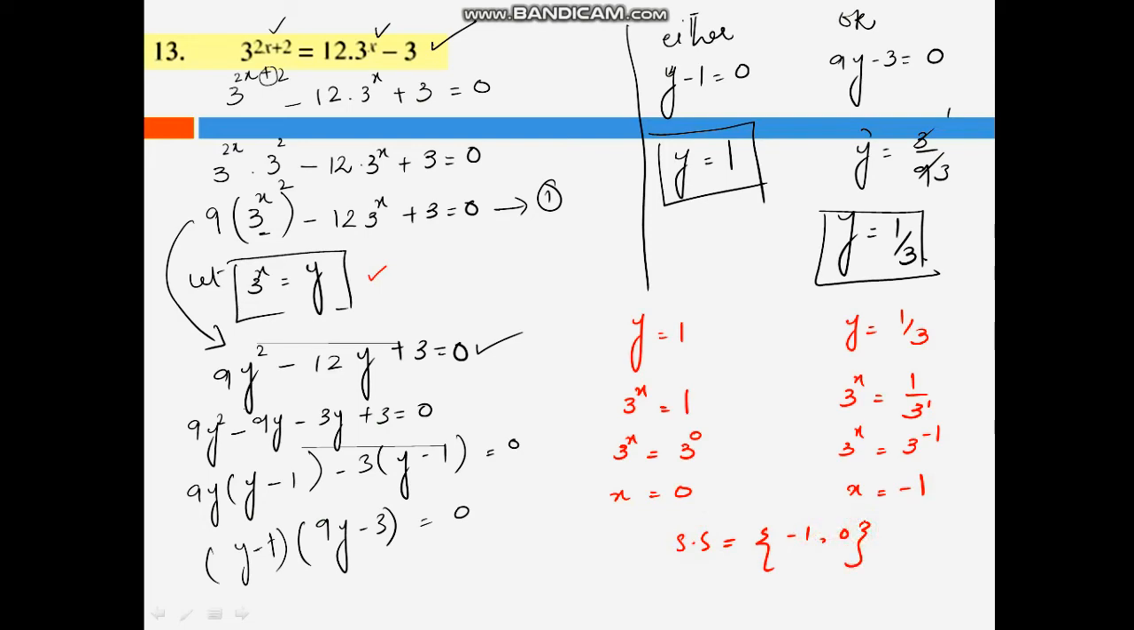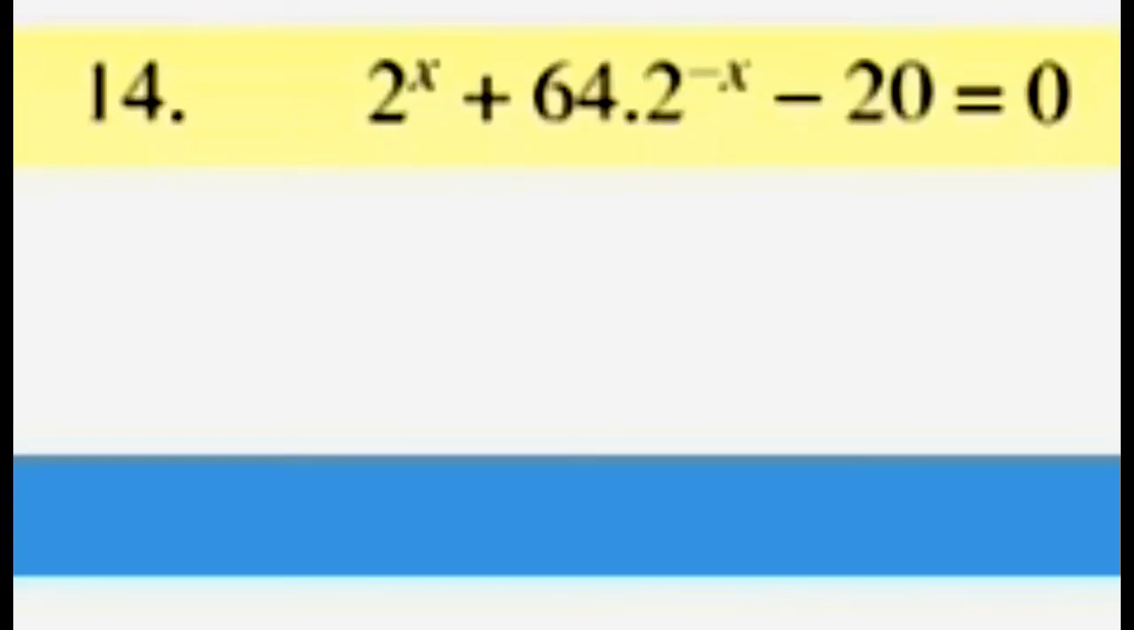Now let's discuss question number 14. This is question number 14. As you see, this is also an exponential equation because you can see the variable in the exponent. When the variable is in the power or in the exponent, that equation is considered an exponential equation.